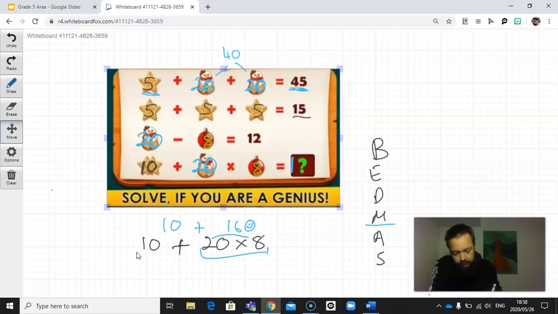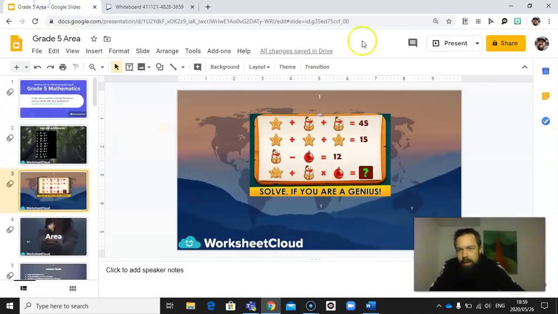So the final answer, where the question mark is, which proves that you are indeed a genius, is 170. Good job for those of you who got it. Don't stress too much if it's not something you got, but this is a great exercise to get your minds thinking and problem solving in a sort of silly, fun way. Okay, back to the presentation for the actual lesson.